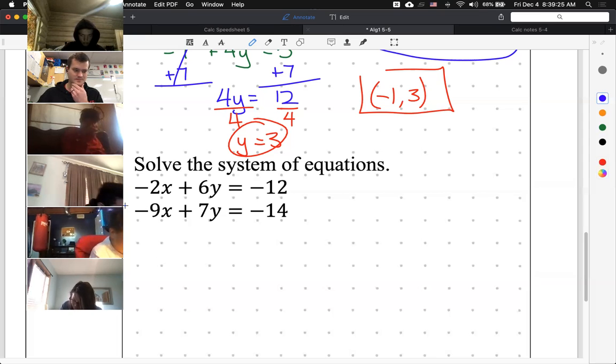For y, you would multiply the top by 9, the bottom by 2. You'd have, for the top equation, -18x plus 54y equals -108. And then for the bottom equation, -18x plus 14y equals -28. Subtract those, you're left with 40y equals -80. Divide each side by 40, you're left with y equals -2. And then put 0 as your x, comma, -2 for your y, and that's your answer.